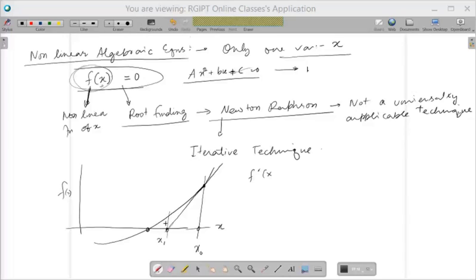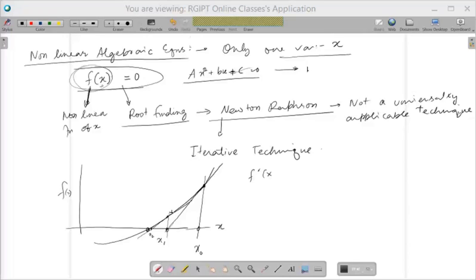Then again do the same thing. At that point, you get the tangent again, you get the next point x2, and you keep on doing it until you meet a certain tolerance limit, until you are satisfied with your answer, that I'm close enough and it's not improving at all. So just keep on calculating f(x). When it's very close to zero, you stop.